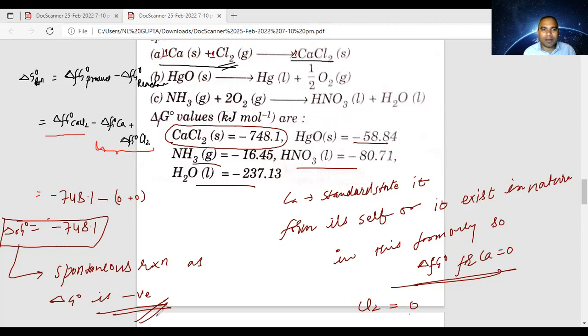Can you write this one? Yes, sir. Calculate for the second one. For the second one, Hg is in standard form, so it will be 0. O2 is in standard form, this is going to be 0. So will the second one be spontaneous or non-spontaneous? Just tell me. Will the second be spontaneous or non-spontaneous?